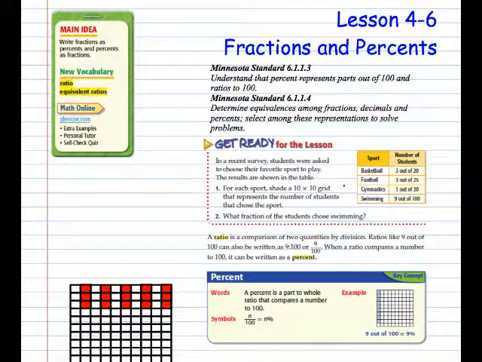This is lesson 4-6, fractions and percents. In a recent survey, students were asked to choose their favorite sport to play. The results are shown in a table. For each sport, shade a 10 by 10 grid that represents the number of students that chose that sport.